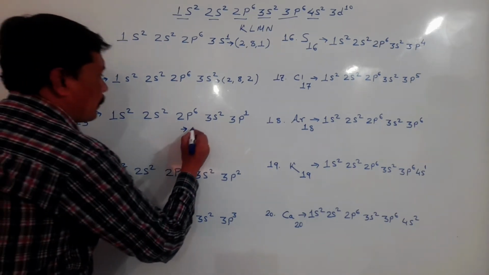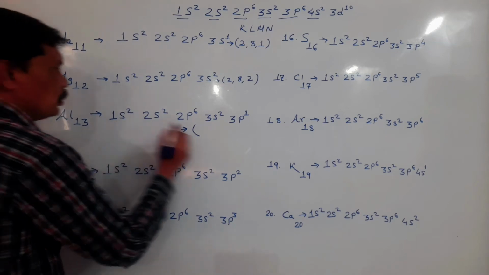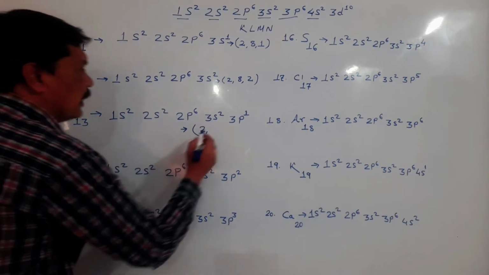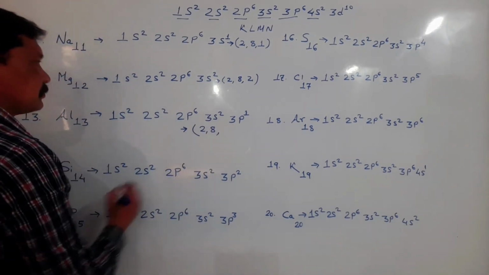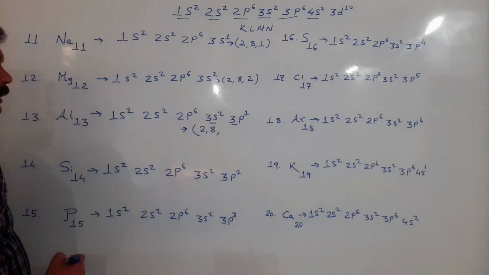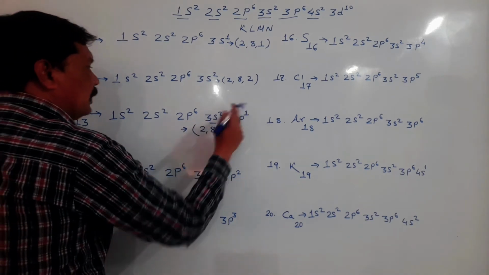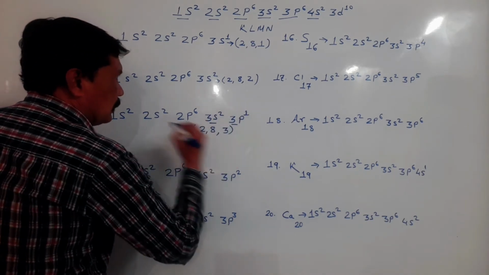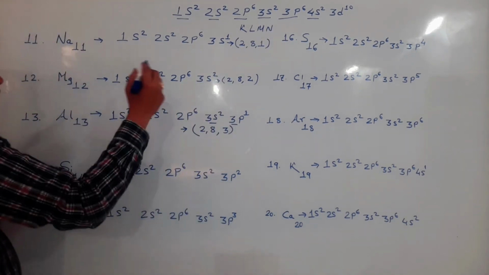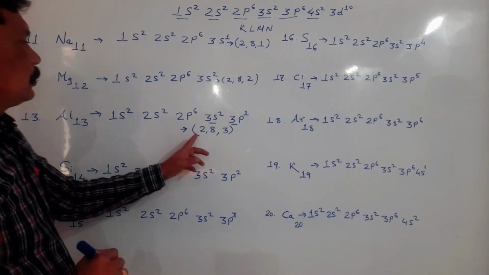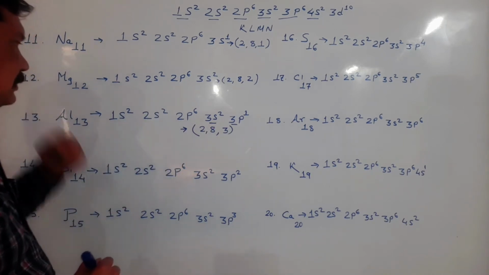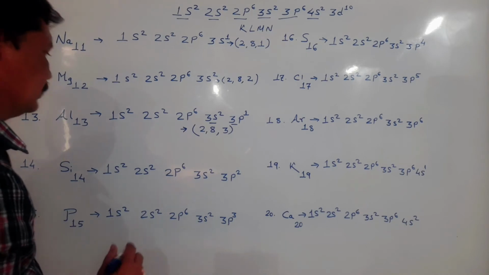Aluminium, 1s2, 2 we will write, 2s and 2p, 6 plus 2, 8, we will write 8. Now my dear student, 3s and 3p, 2 plus 1, 3, so in the M shell there will be 3 electrons. 2, 8, 3. 8 plus 2, 10, 10 plus 3, 13. Our answer is correct. This is also a satisfactory answer.